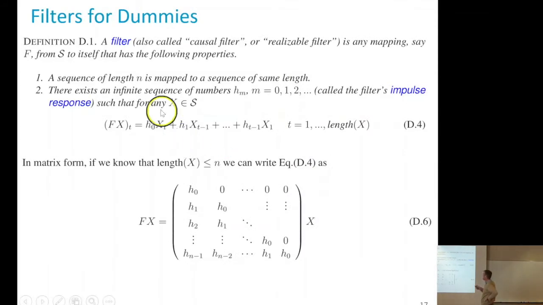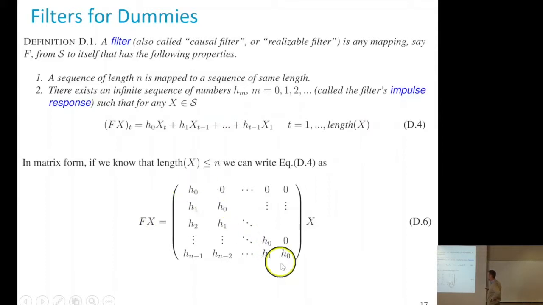Here is more concretely what I said. A filter, when I say filter, it really means causal in this setting, is any mapping like B, except that B was very specific. In general, a filter is represented by a matrix when we apply it to vectors of length up to n. And the properties of this matrix are the ones we have seen so far.